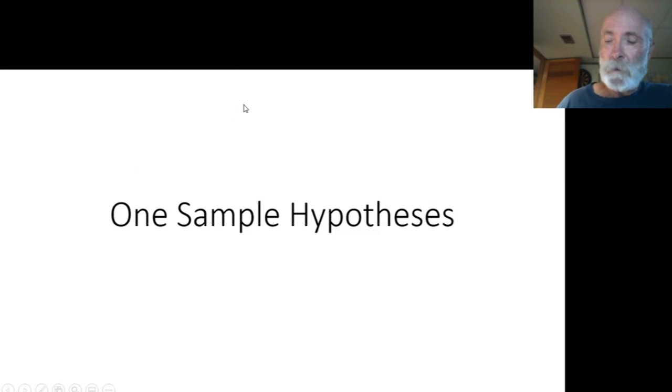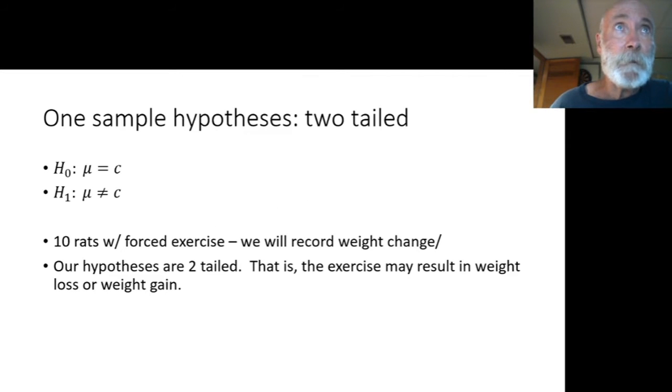Let's consider some one-sample hypotheses concerning the mean using the t-distribution. When we do this, let's start off by structuring our null and alternate hypotheses. Here we have a one-sample test, which means we are just comparing one sample to some theoretical value. In this case, we have the null hypothesis that mu is equal to c versus the alternate hypothesis that mu does not equal c.